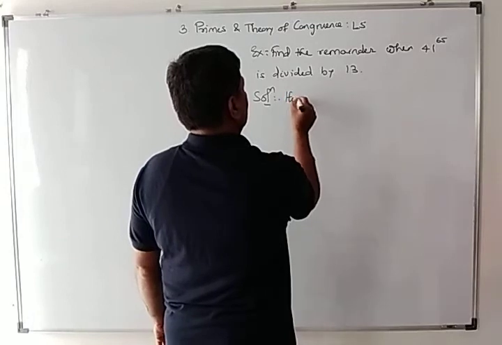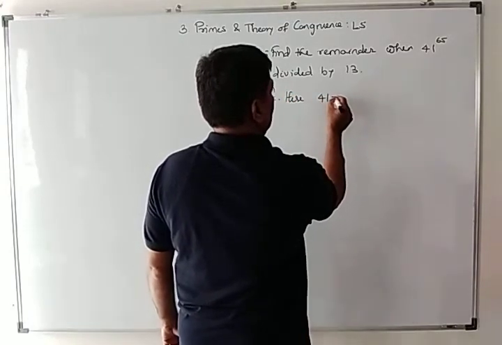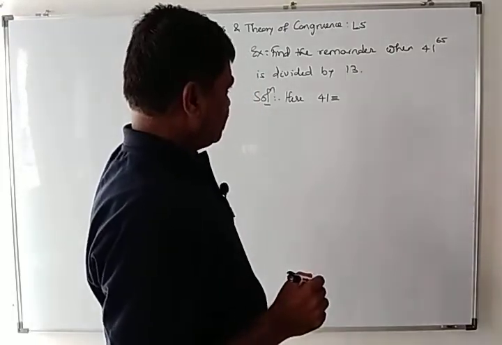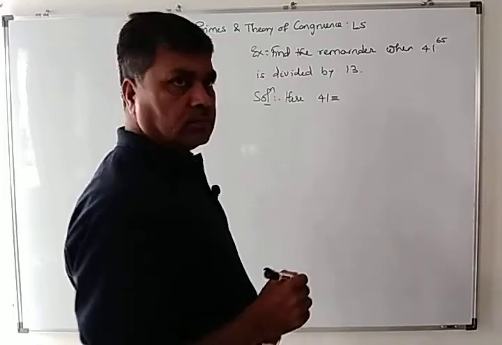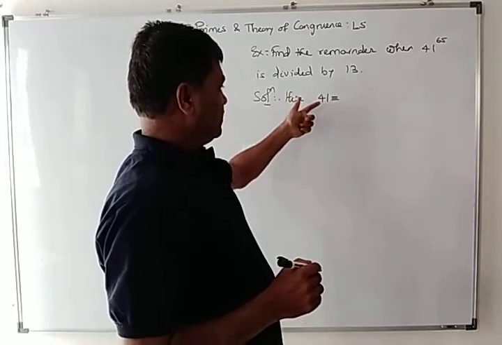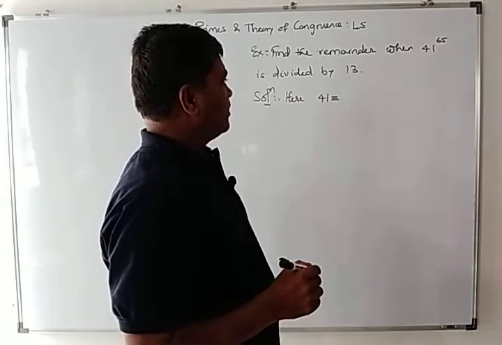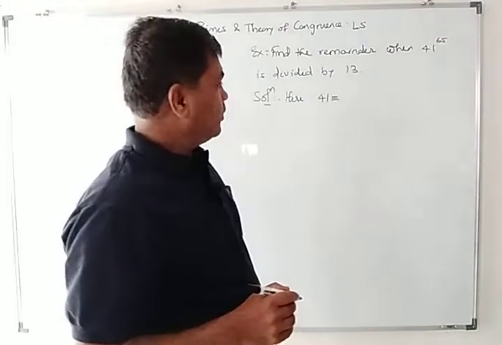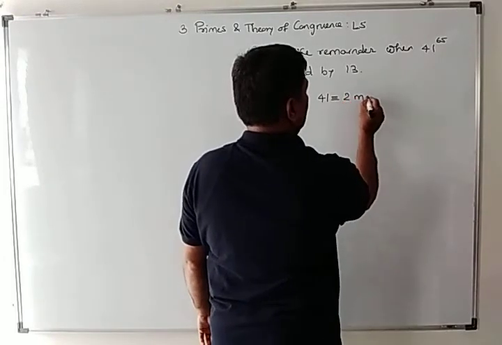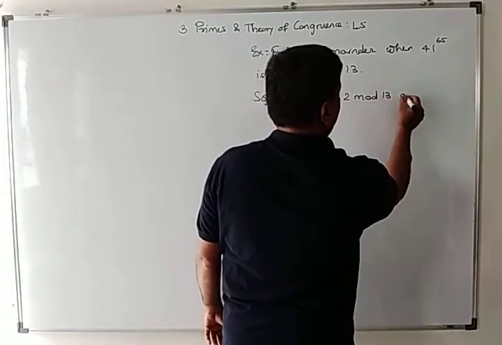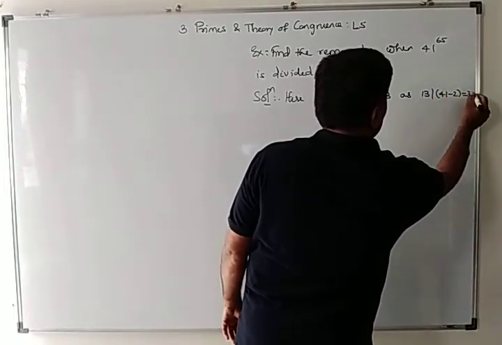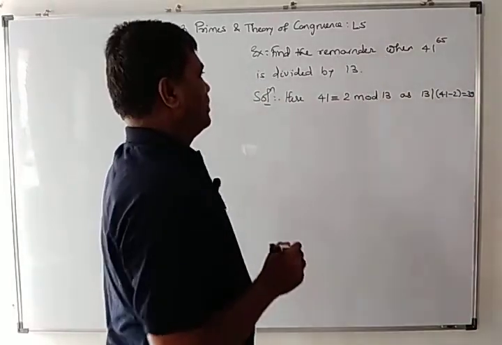So here, 41 is congruent to, if I divide 41 by 13, what is the remainder? 13 threes are 39. Okay, 41 minus 39 is 2, so 41 is congruent to 2 modulo 13, as 13 divides 41 minus 2, which is equal to 39. So we get this. Is it clear?